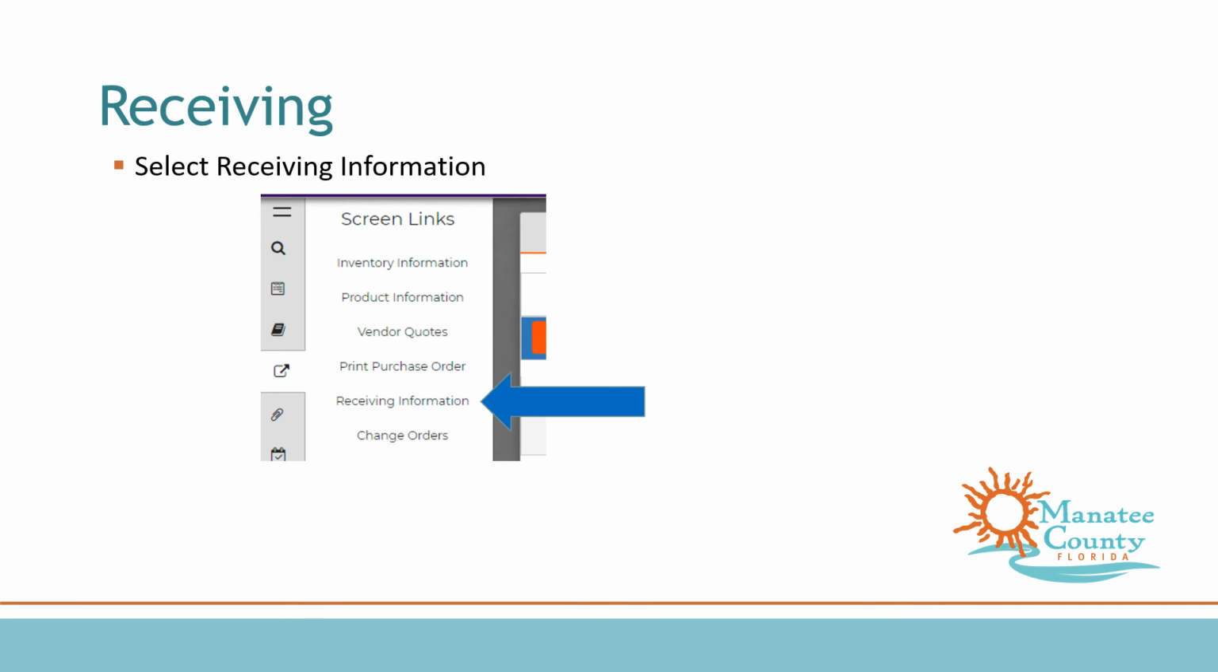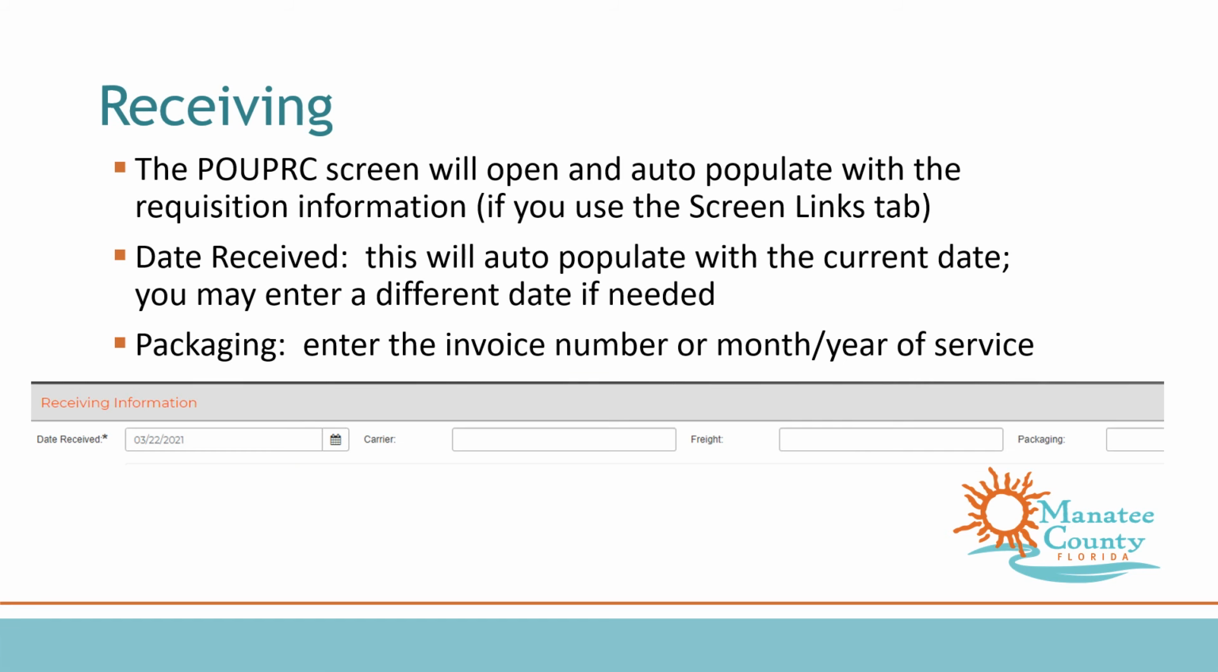Select Receiving Information. The POU PRC screen will open and auto-populate with the requisition information if you use the Screen Links tab. The Date Received field will auto-populate with the current date. You may enter a different date if needed. In the Packaging field, enter the invoice number or month and year of service.